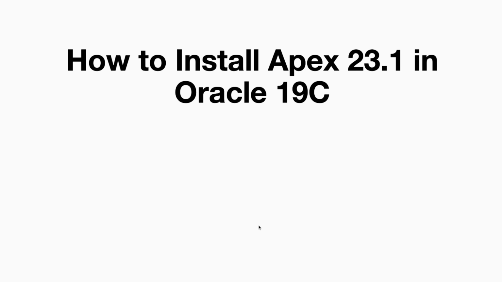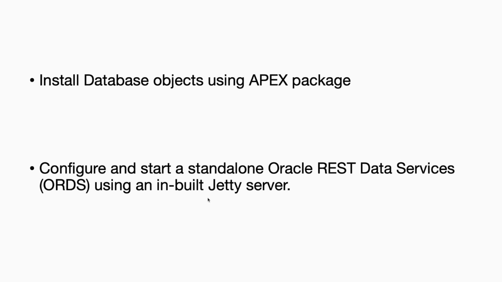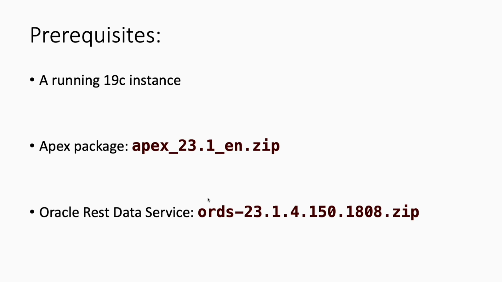In today's session, we will see how to install Apex 23 in Oracle 19c. So first, we will install the database objects using the Apex package. After that, we will configure and run a web application for the REST data services. For that, we need a running 19c instance, the Apex package version 23, and the ORDS. You can download these two packages from the Oracle homepage.